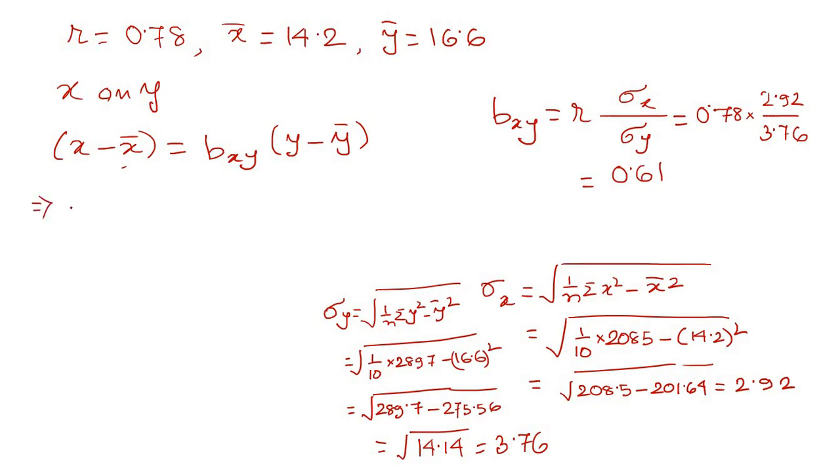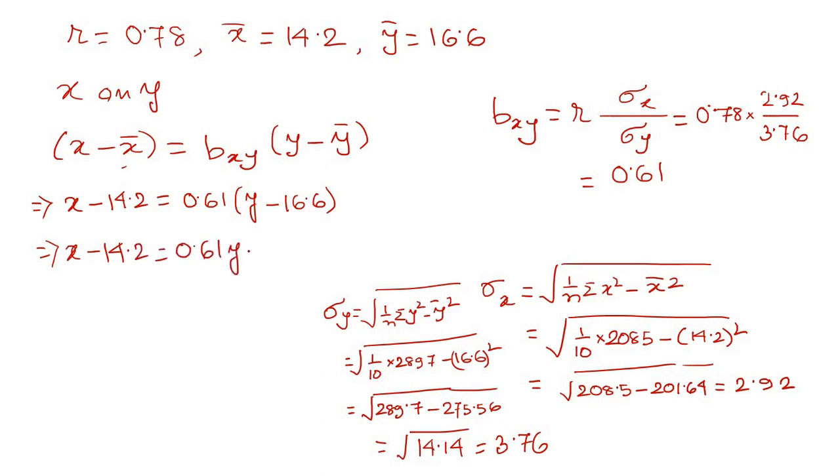Well, now we have the equation. We come here, we write x minus x bar, which is 14.2, equal to bxy, we have 0.61, and then we have y minus y bar, so this is 16.6. So when we do this, keep this one, let us not disturb now, and this gives me 0.61 y, and then we have minus 10.06.